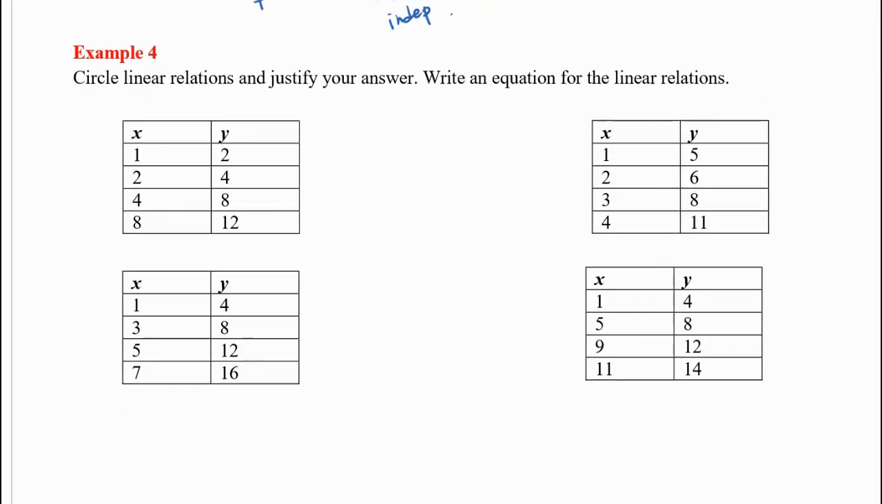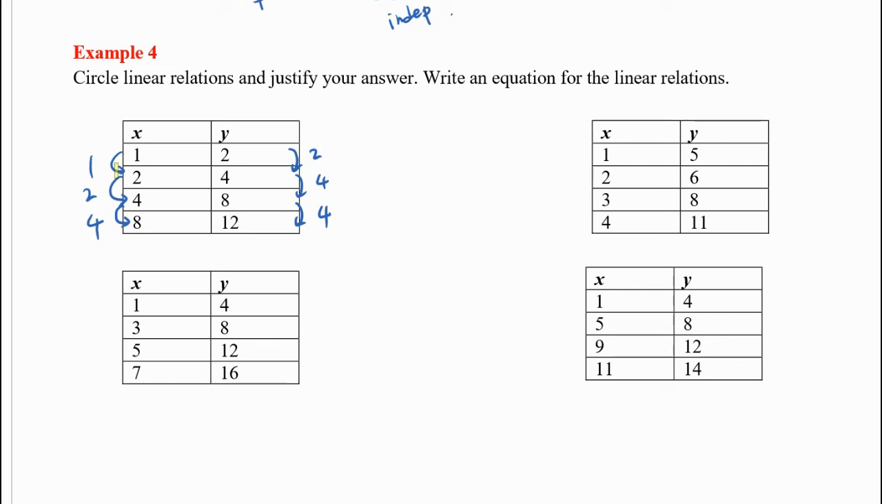Number 4, circle the linear relation and justify your answer. Write an equation for the linear relation. So x is increased by 1, by 2, and by 4, and y is increased by 2, 4, and 4. Do you think this is a linear relation or not?